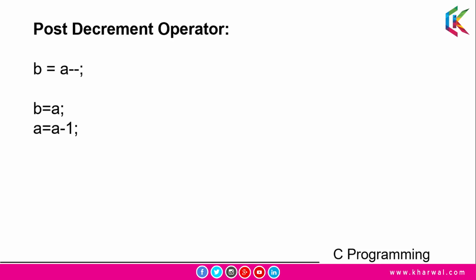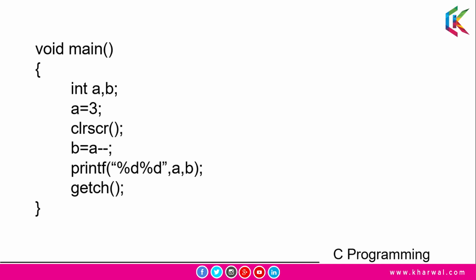So let's take an example. In this program we have declared two integer variables a and b, and we have initialized a to 3. And we have a statement b = a--. So first of all, it will assign the value of a to b, so the value of b will be 3, and after that it will decrease the value of a by 1, so the value of a will be 2. And if we print the value of a and b, we will get the value of a as 2 and the value of b as 3.